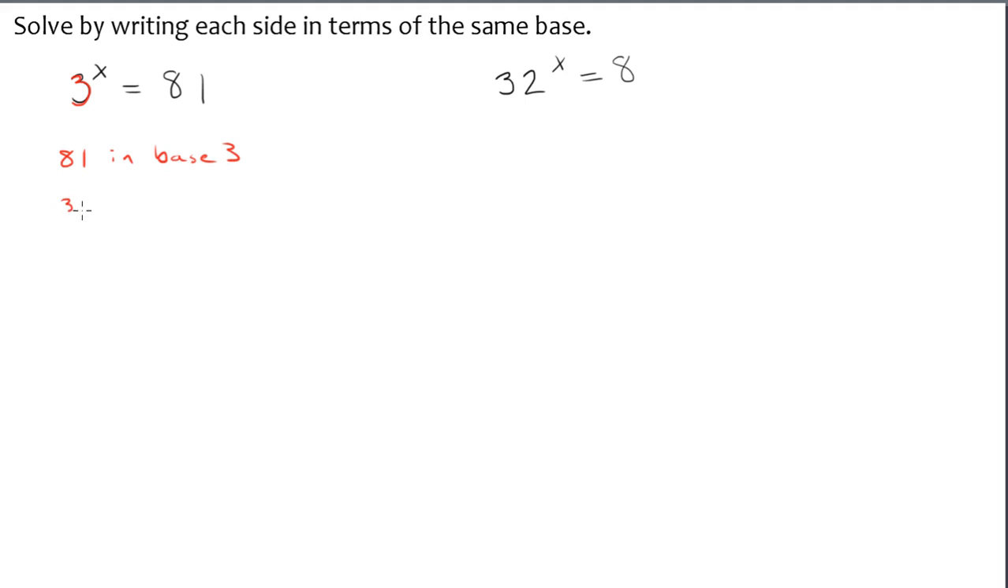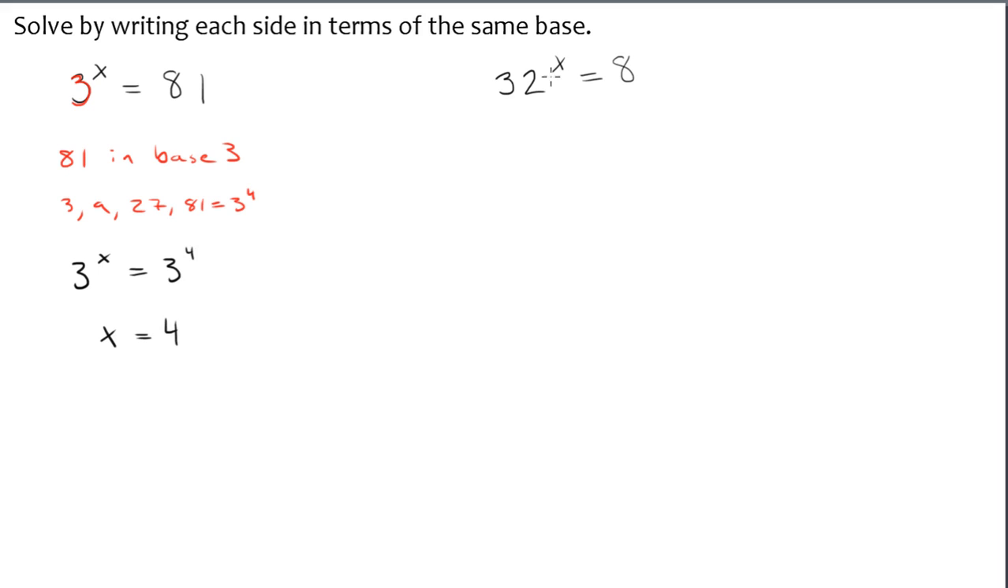So let's see here, 3, 9, 27, 81. That's 3 to the 4th power. So what we're going to have is 3 to the x is equal to 3 to the 4th power, which means that x is equal to 4.